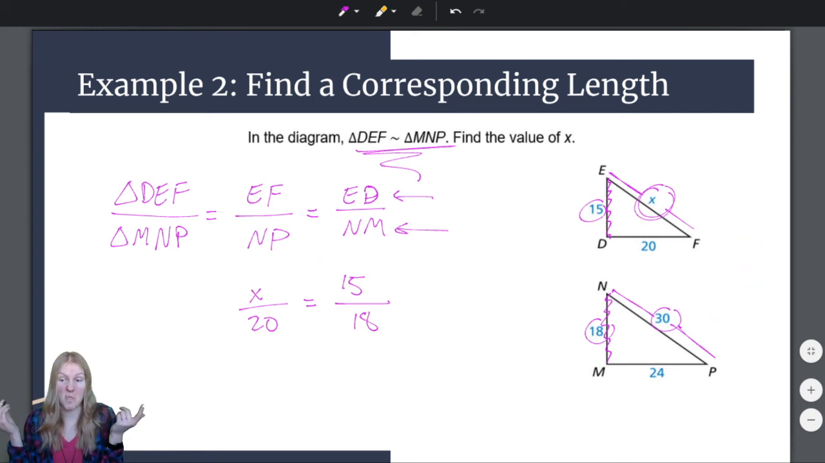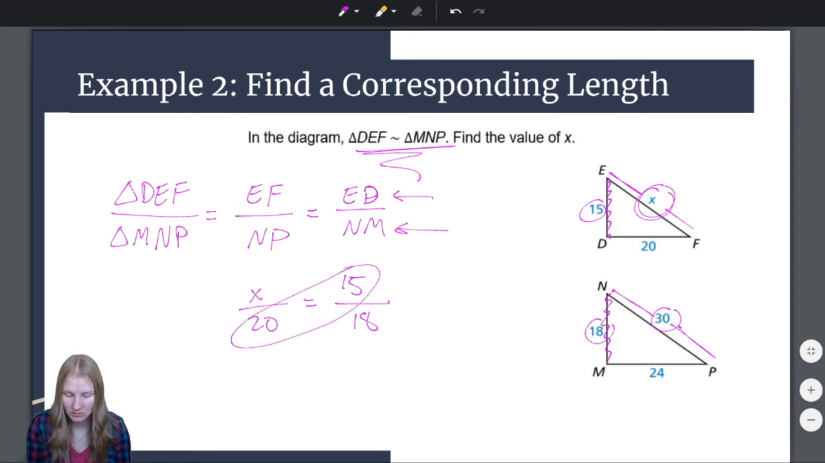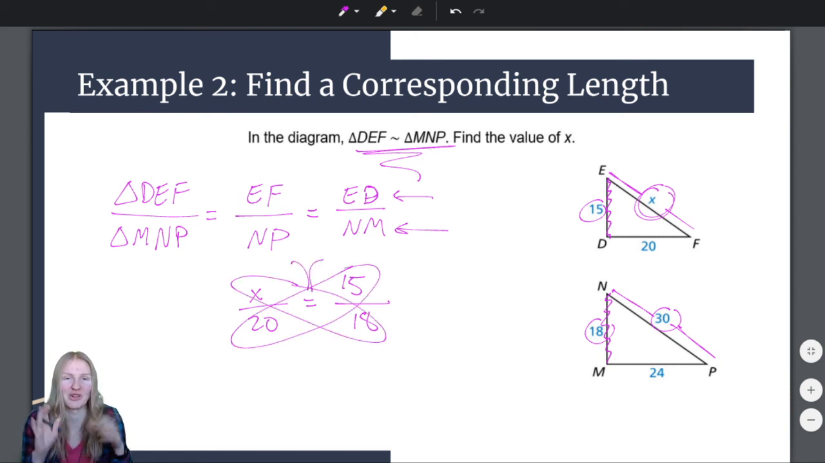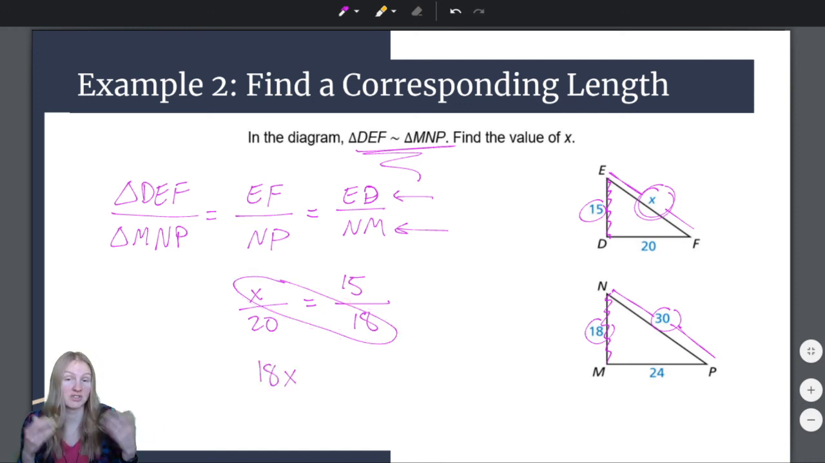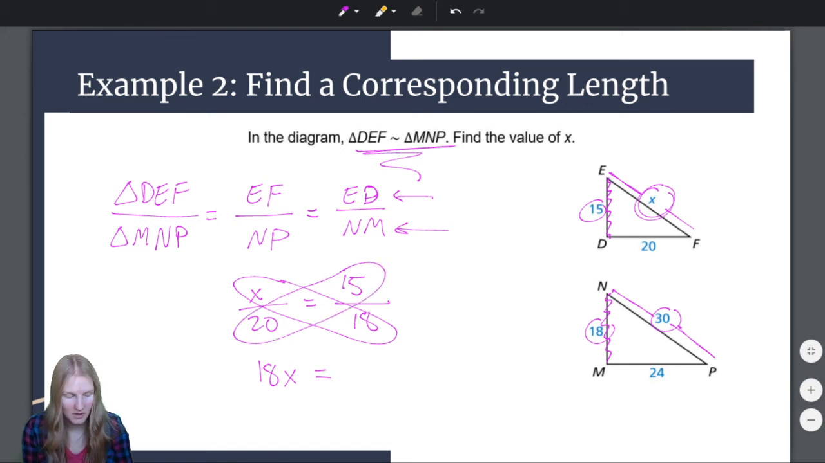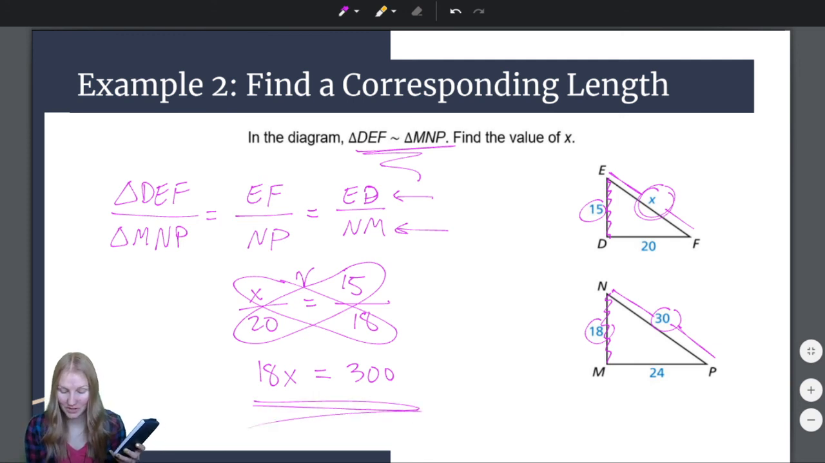So now, all I have to do, butterflies, cross multiply. So we're gonna do x times 18, and that's what, when we draw these little ovals here, it means I'm doing x times 18, which is 18x. And then I'm doing 20 times 15, which is 300. I like to draw little antennas. Okay, how do I solve this equation?